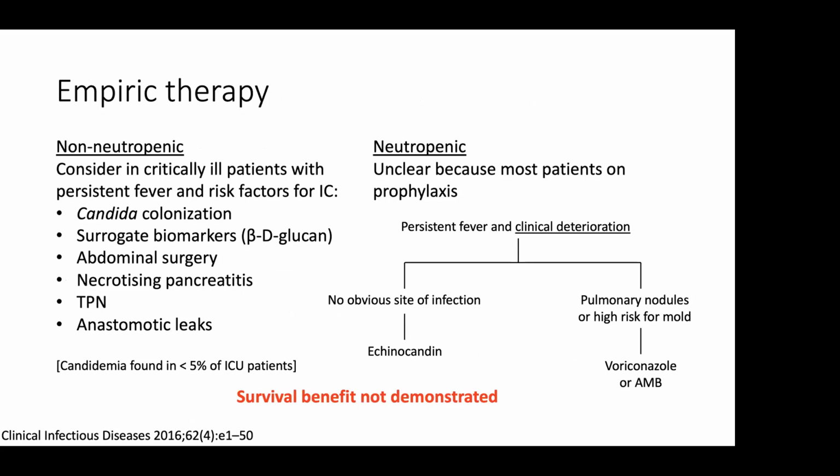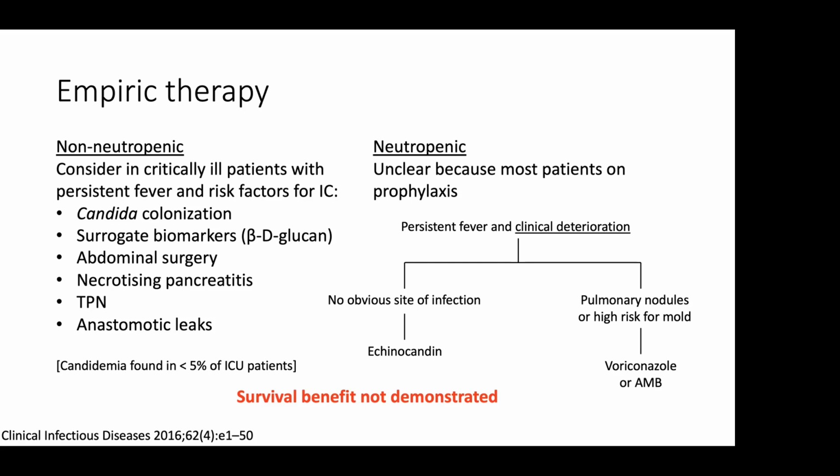So what about empiric therapy? And I'm speaking about genuine empiric therapy, so no yeasts identified on blood culture. I think it makes sense to consider non-neutropenic and neutropenic patients differently. Just to say that in ICU patients, candidemia is not very common at all, generally in less than 5% of ICU patients. And so really there have to be very strong risk factors in sick patients in order to start empiric therapy.